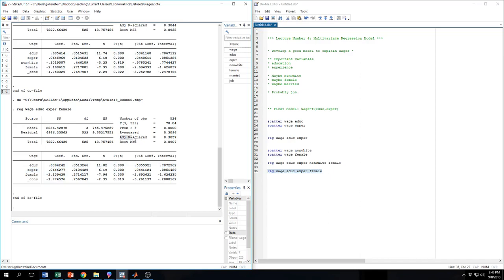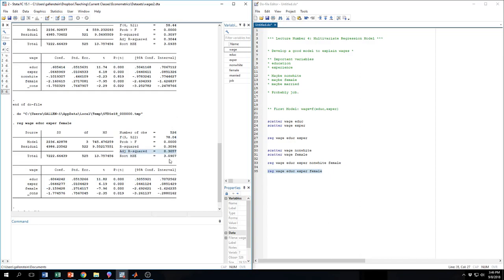Let's compare our adjusted R squared. Our adjusted R squared without non-white. Actually, let's do R squared first. Let's illustrate this. R squared without the non-white variable is 0.3096. Now, as I said before, every time you add a variable, whether it's relevant or irrelevant, R squared will go up. So let's check that. R squared, this is the model that had non-white in it. R squared, 0.3097. So R squared is higher when you include non-white, even though we think non-white's irrelevant.